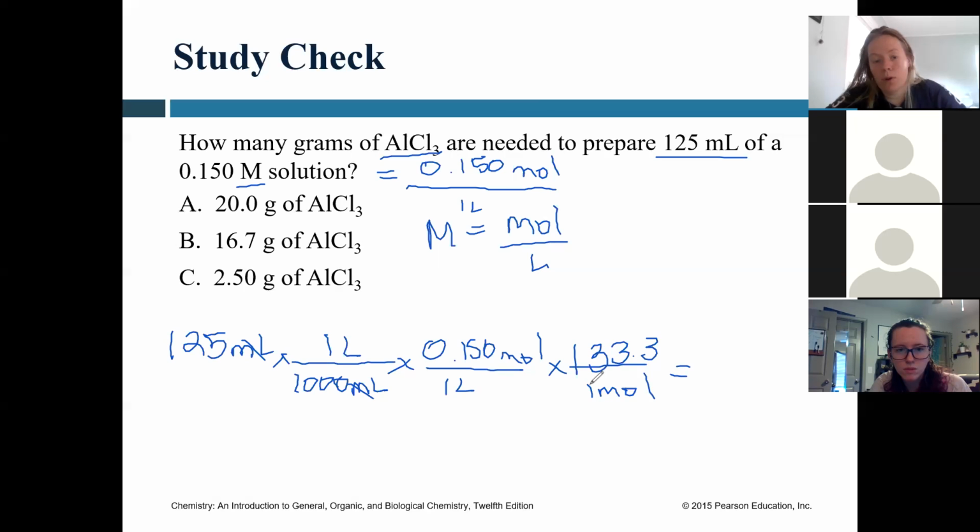Now, if you broke it up, if first you were like, oh, I see that this is in milliliters, I need it in liters, and first I'm going to solve for that. Then I'm going to plug it in. Then I'm going to convert it back. That's fine. No problem there. I just sort of like to string it together. All right, I got 2.499, so 2.5 grams of the AlCl3 should be the answer that we get for that.